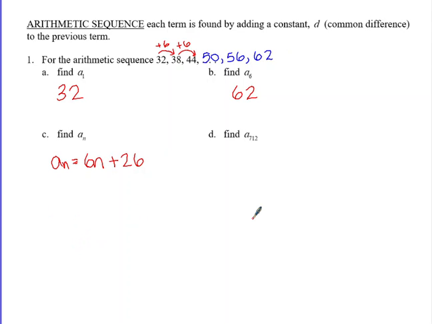Then we want to find the 712th term. Obviously we don't want to write out 712 terms, which is why this rule is helpful. So we just plug 712 in for n. And we get that the 712th term is going to be 4,298.